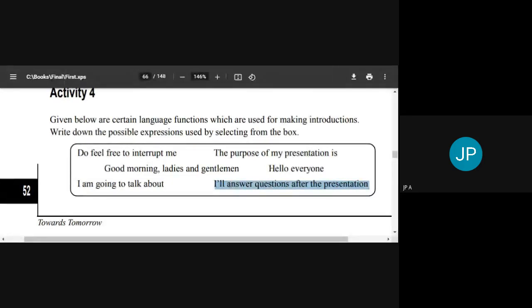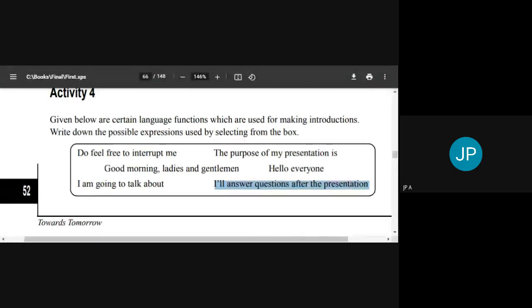What are the three things? First is greeting the audience, then giving an outline of the presentation, and you mention about the questions. So these are the three things in the introduction.